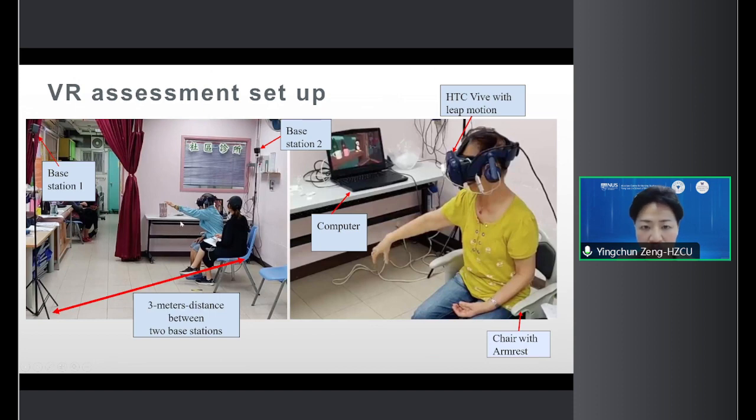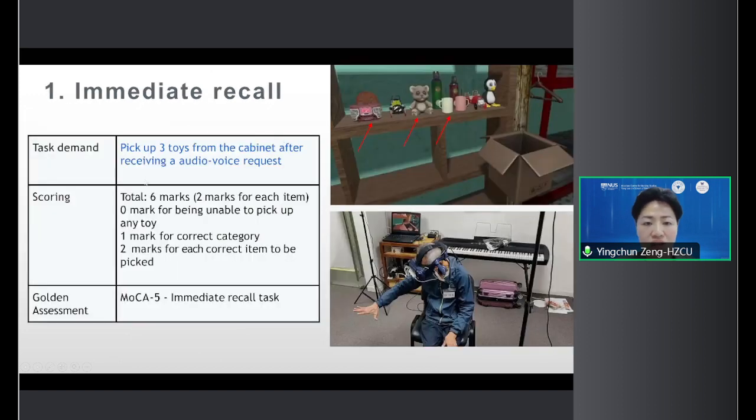This is a setup, but now it will be easier. This is at a daycare center in Hong Kong. In this task, the elderly people wear the VR headset to assess immediate recall within 2 minutes. We ask, through an audio voice request, the participant to pick up 3 tools from this cabinet.